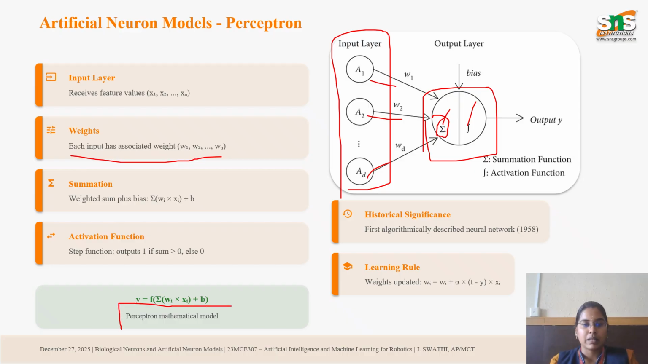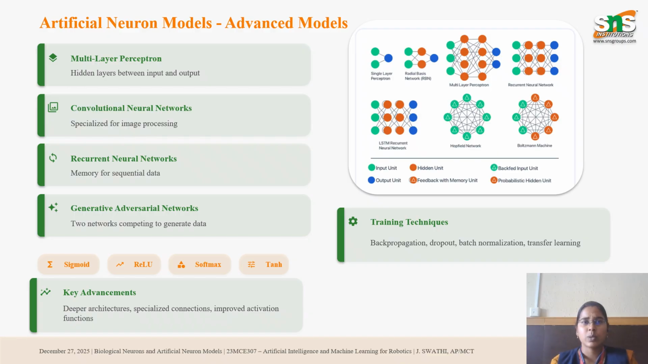Finally, the perceptron mathematical model is y = f(Σ(weight × input) + bias). Bias is nothing but the external factor which we give to modulate our output. And in advanced models, we have the multi-layer perceptron, convolutional neural networks, recurrent neural networks, and GAN, that is the generative adversarial network, where two networks compete to generate data. The training techniques which we use are backpropagation, dropout, batch normalization, transfer learning, etc.